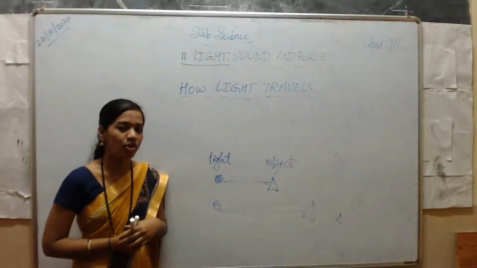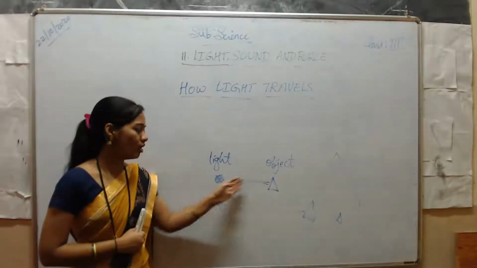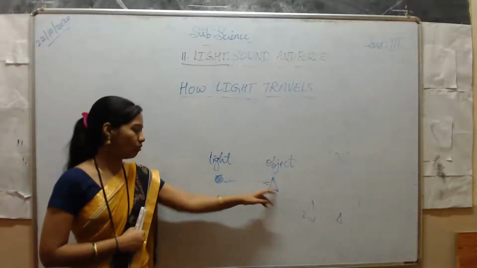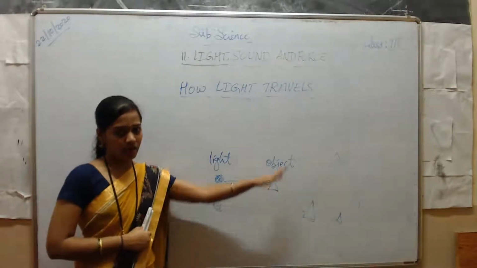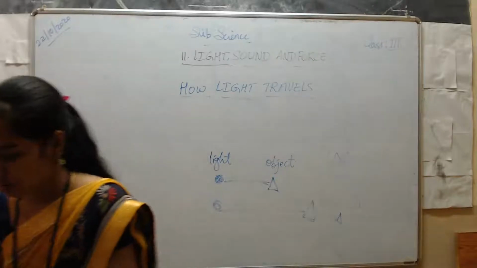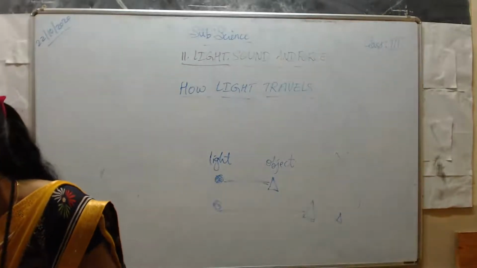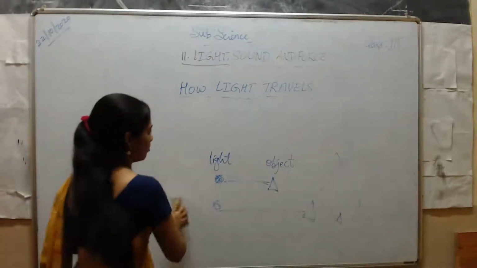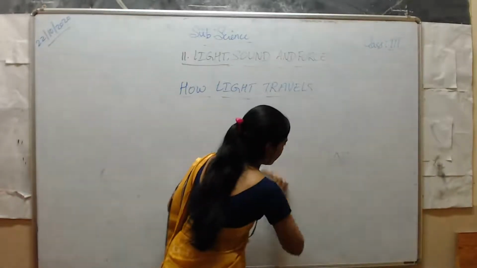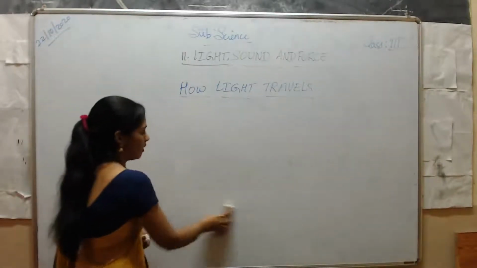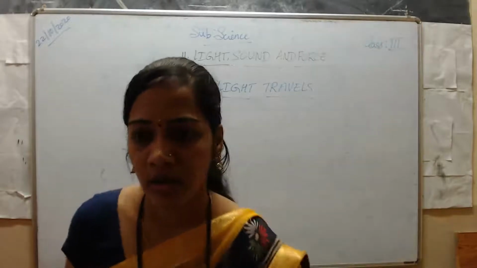The size of the shadow depends on what? On the distance between the object and the light source. That is when the shadow appears. So you can see the activity given here.